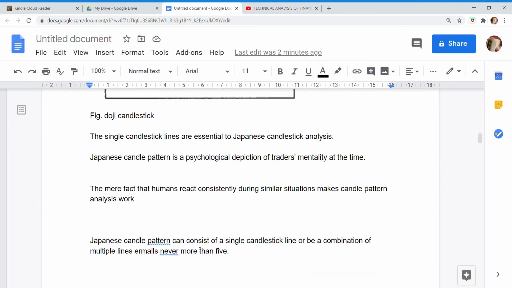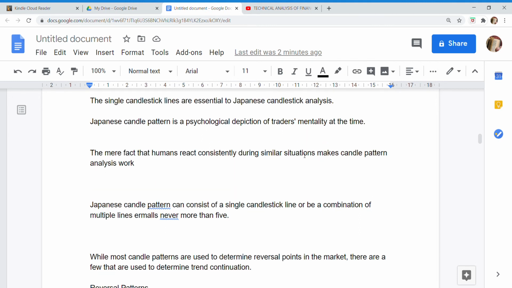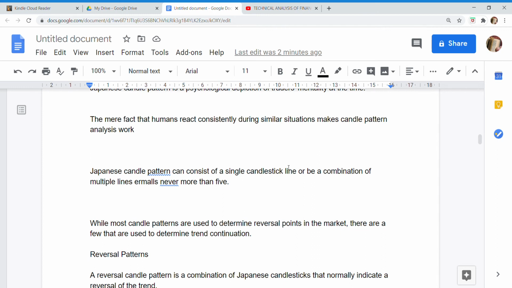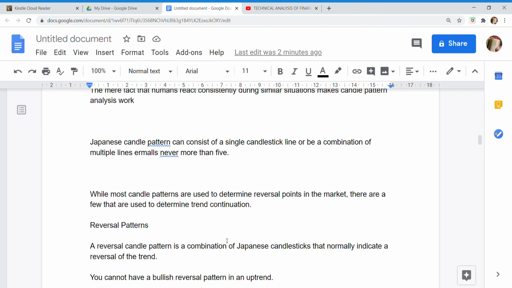A Japanese candle pattern can consist of a single candlestick line or be a combination of multiple lines, never more than 5. While most candle patterns are used to determine reversal points in the market, there are a few that are used to determine trend continuation.